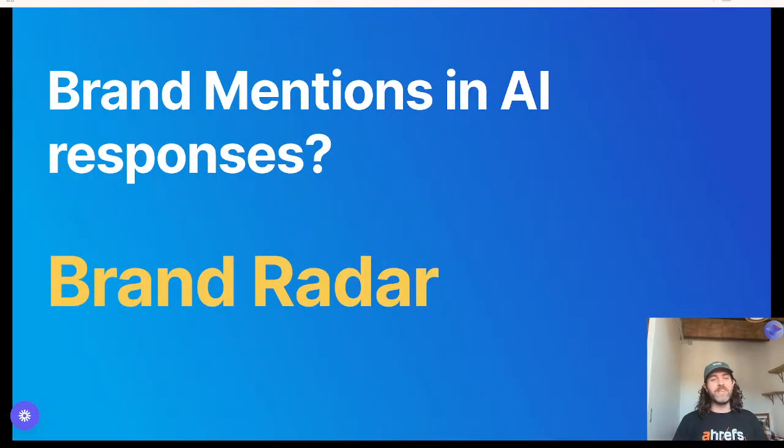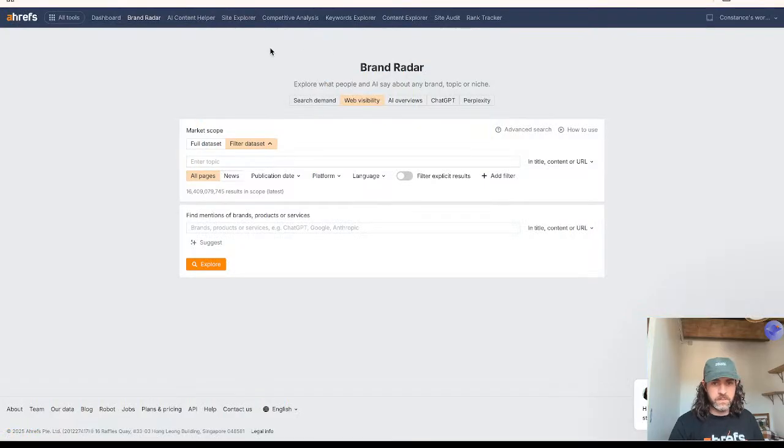Okay, the first one we're going to talk about is brand mentions in AI responses, with Brand Radar. So the first tool I'm going to go to here is Brand Radar. Now I'm going to touch on the fact that you have 5 data sets here. If you are on a light plan, you'll get access to search demand and web visibility. AI overviews, ChatGPT and Perplexity are paid add-ons, but you can do a lot with this alone. So let me just load this up.